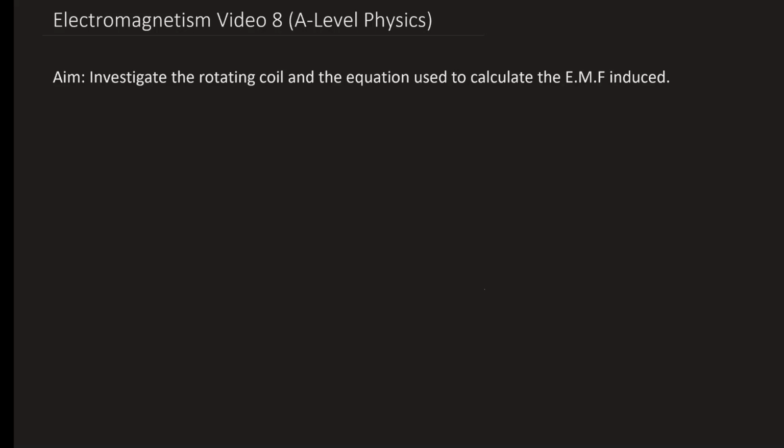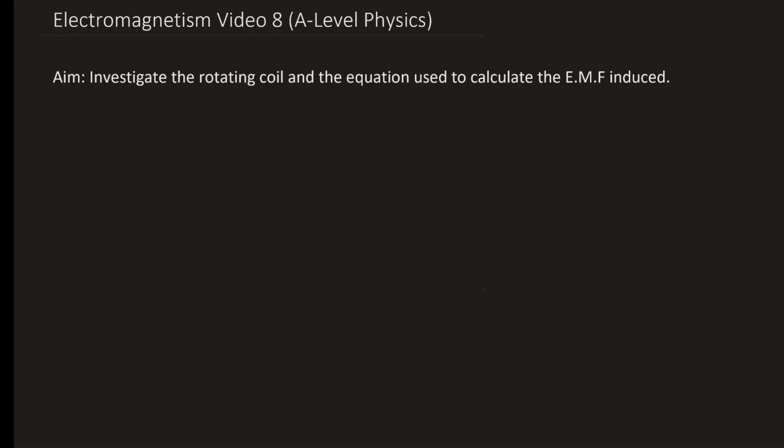This is the 8th video on electromagnetism for A-level physics. The aim of this video is to investigate the rotating coil and the equation used to calculate the EMF that a rotating coil induces. It's just worth noting that this video covers the rotating coil, which is only explicitly covered in AQA A-level physics.